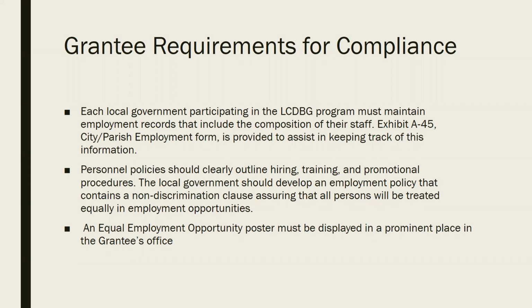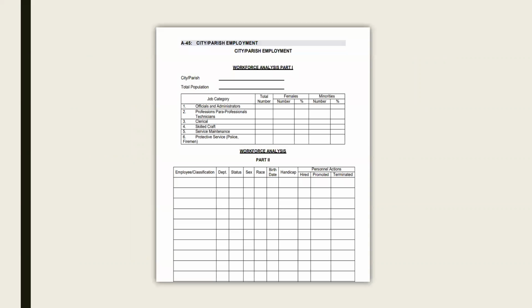And you also need to have personnel policies for everything, for compliance with equal opportunity. Here's the form in our handbook. As you can see, it lists sex, race, birth date, handicap, when they were hired, promoted, various different things.